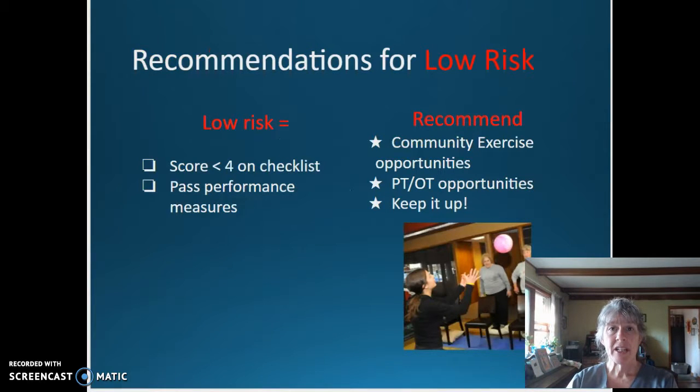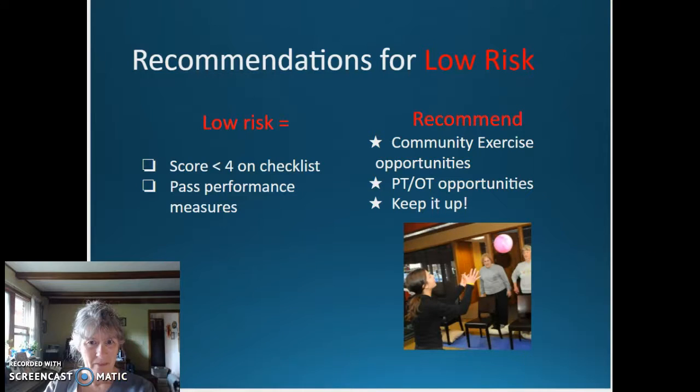So now, recommendations for different levels of risk. If a person scores less than 4 on their self-assessment checklist, and if they pass all the performance measures, they're considered at low risk for falls. But since low risk does not equal no risk, you still want to recommend community exercise opportunities, PT and OT opportunities, give them a pat on the back, tell them to keep it up, and come back next year.